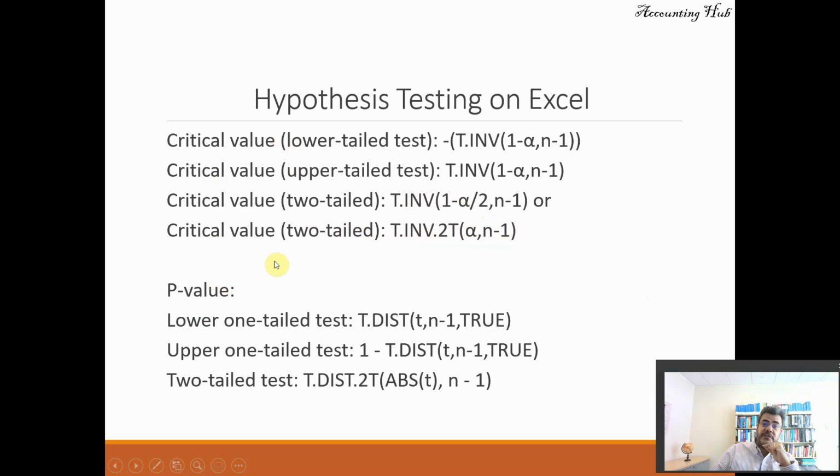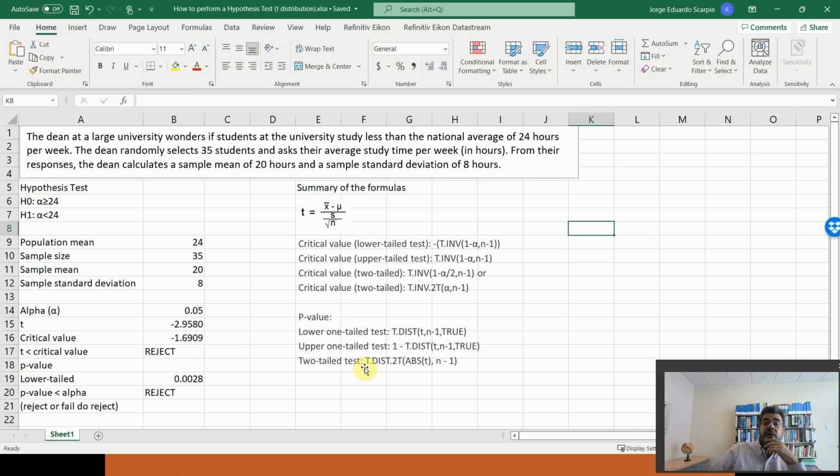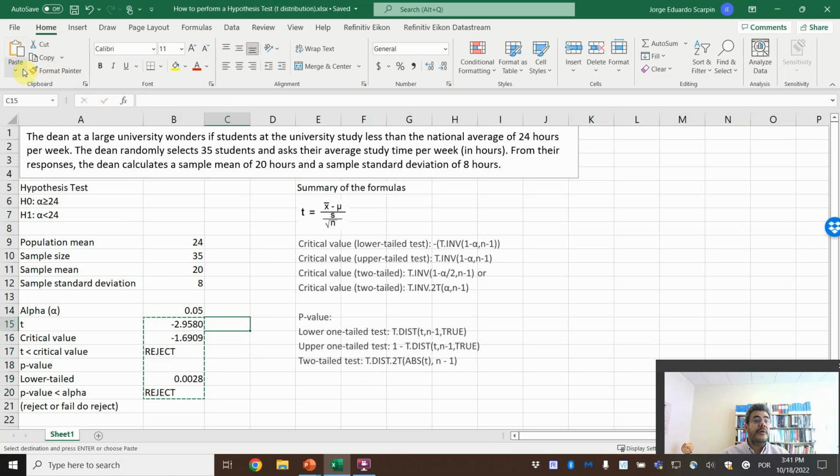For the p-value, this is one way of concluding if we will reject or not, comparing the p-value for lower one-tail test, upper one-tail test, and two-tail test. So, okay, let's go to our Excel file, and then let's copy and paste here, and then we can double check if our numbers are right or wrong.